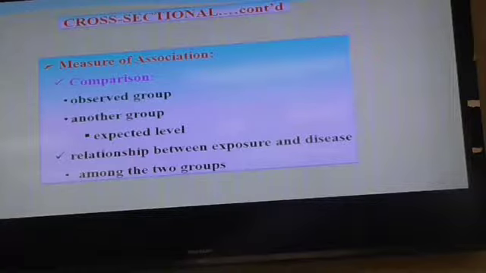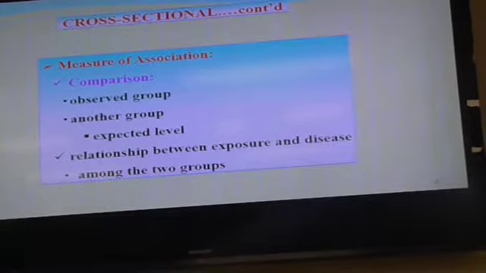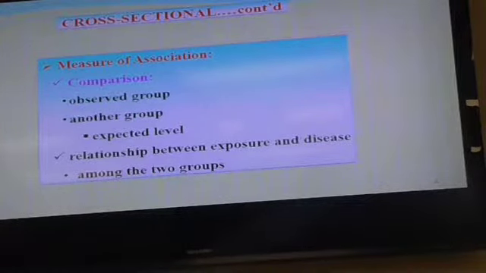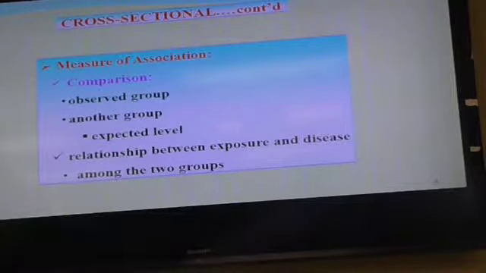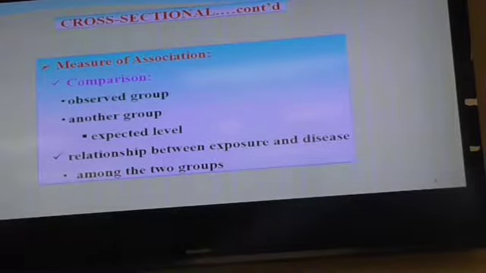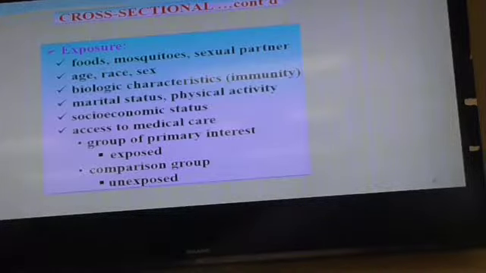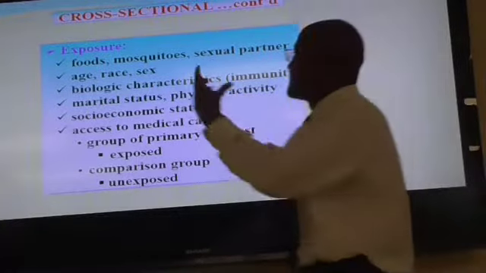The observed group is already exposed, right? And the observed, the second group, just take it as your group of interest. Group of interest. The other group is what? Expected, with expected level. When I say group of interest, it's the one that you assume is exposed, or the ones with disease. So that is your group of interest. Then the other part is what? The one with that expected level.